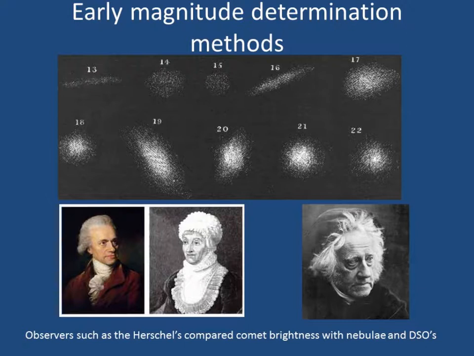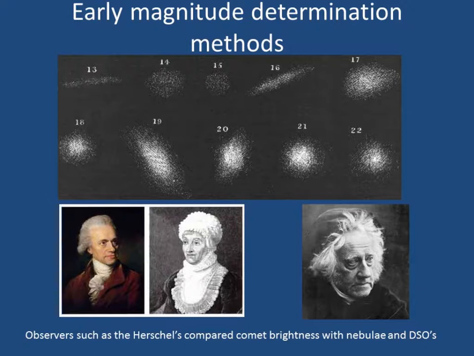But the problem was that the magnitudes of these DSOs and nebulae weren't very well determined. There was no method for determining them. So when you compared a comet brightness to one of these DSOs, it was still a meaningless number. It was just saying it was perhaps as bright as this particular galaxy or this particular nebula. But that was what they were working with at the time. And really, there was no real method for making comet magnitude determinations.